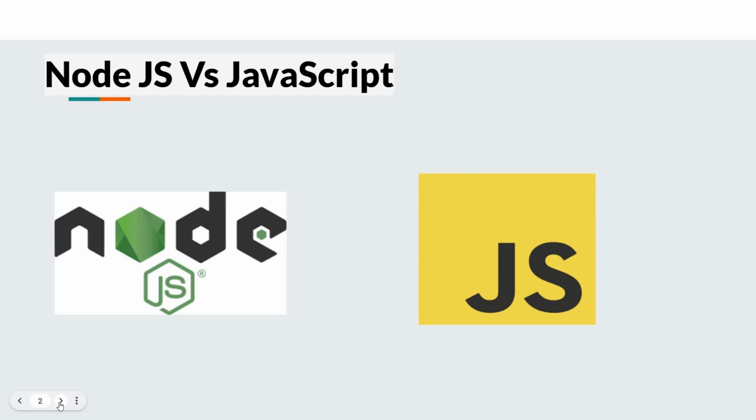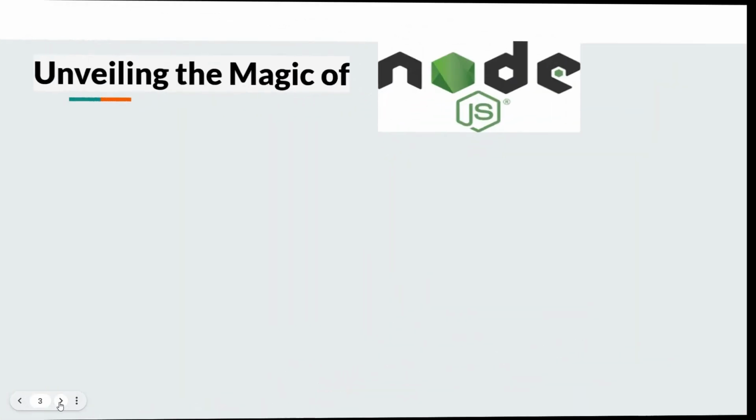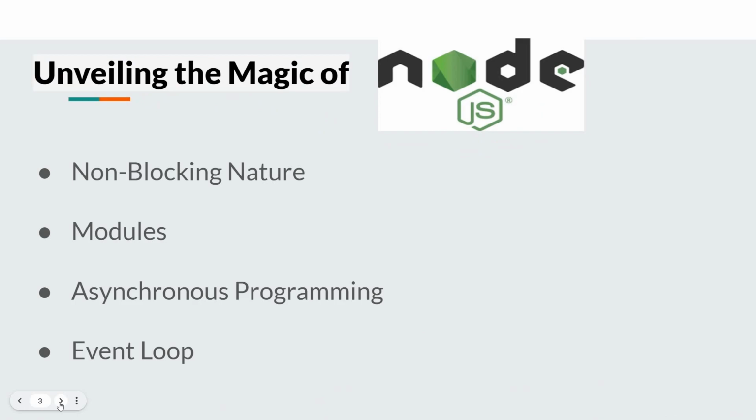Now let's talk about the key concepts of Node.js. Non-blocking in nature. Node.js uses an event-driven non-blocking I/O model. This means that instead of waiting for operations like reading files or making network requests to complete, Node.js continues executing other tasks. This approach is well suited for handling many concurrent connections efficiently.